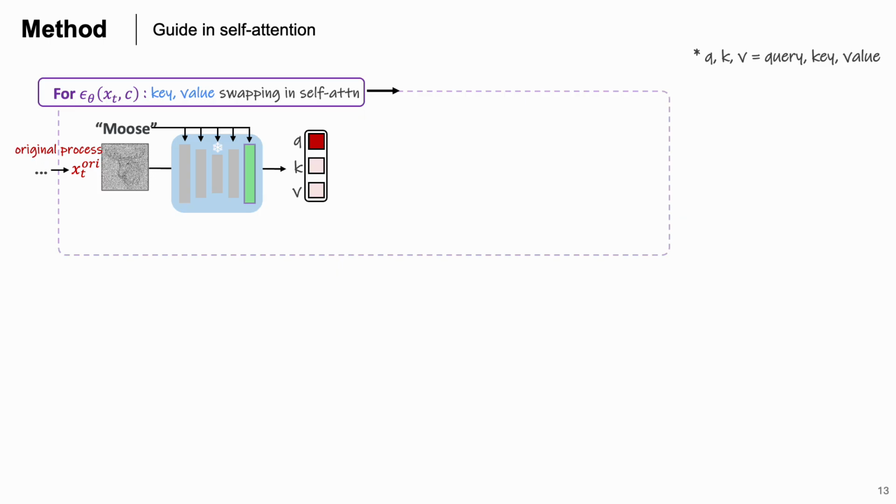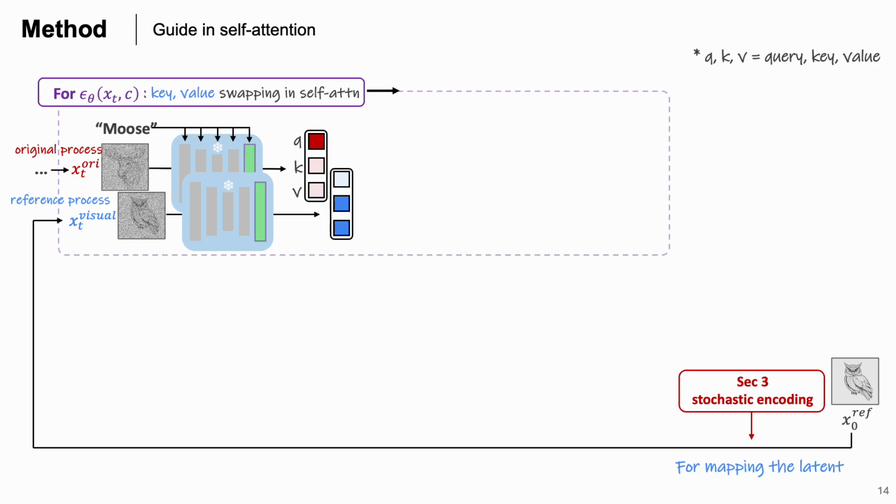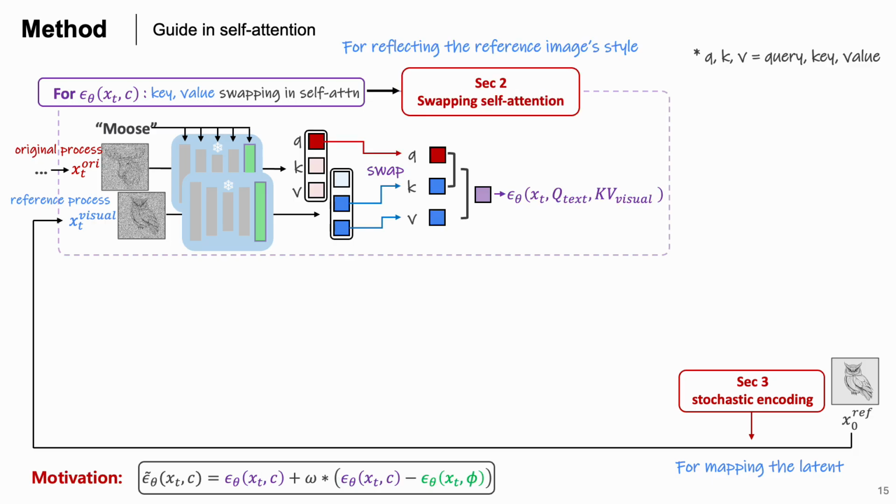Now, let's start with how the style element in the reference image is transferred into the original denoising process using swapping self-attention. For swapping self-attention, we first prepare the reference denoising process through stochastic encoding, which maps the reference image X0 visual into a XT visual. Once ready, we swap the key and value of the original denoising process with those of the reference denoising process. In the classifier-free guidance equation shown at the bottom, the purple term represents the step where we swap the key and value in the self-attention layers.